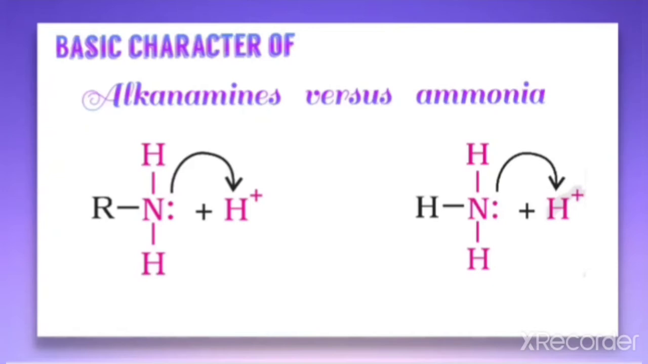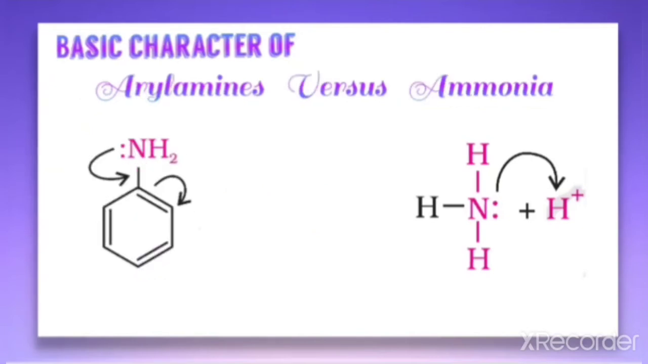But in the case of ammonia, because there is no electron donating group, in comparison to ammonia we can say that the amines, that is the aliphatic amines, that is alkyl amines, have greater basic character. But when we compare the basic character of aryl amines versus ammonia, in both cases there is an unshared pair of electrons, that is a lone pair of electrons, available with nitrogen. So which one donates the lone pair easily, that will be more basic.